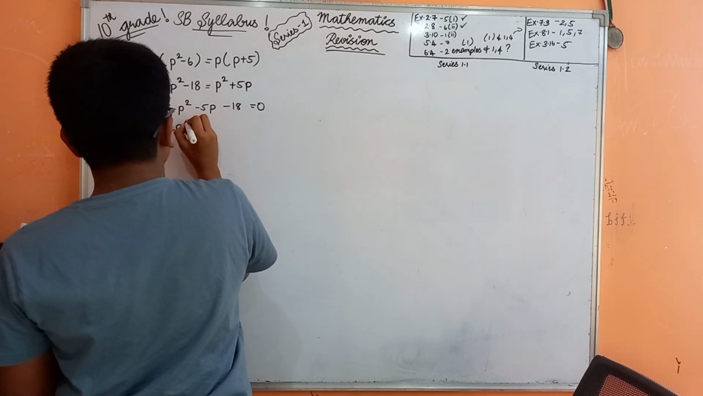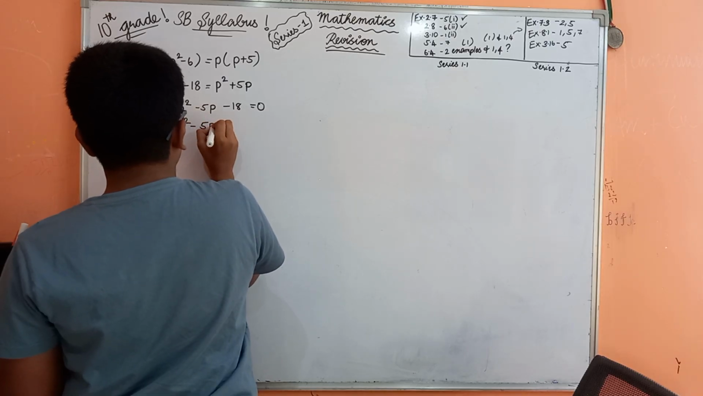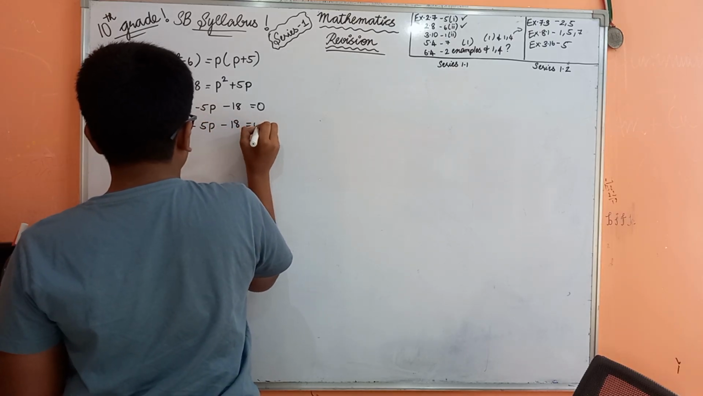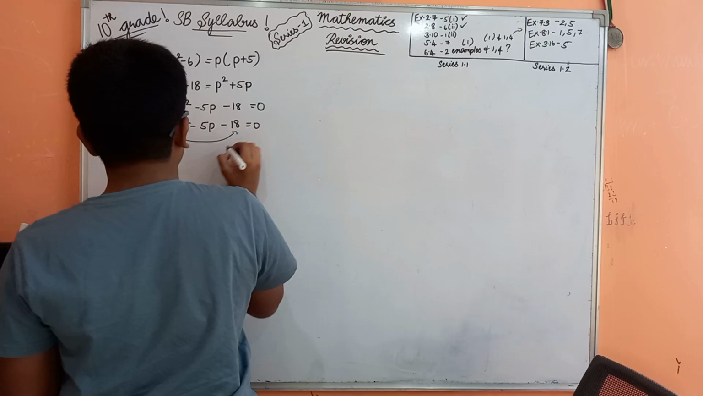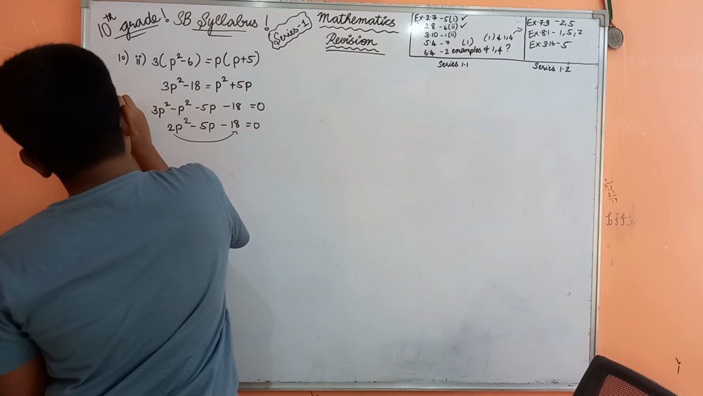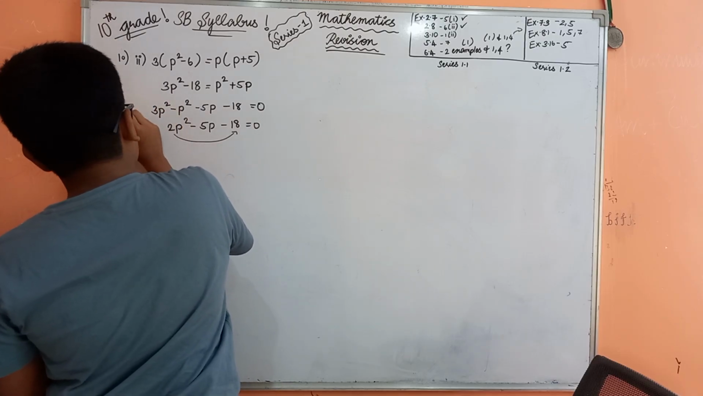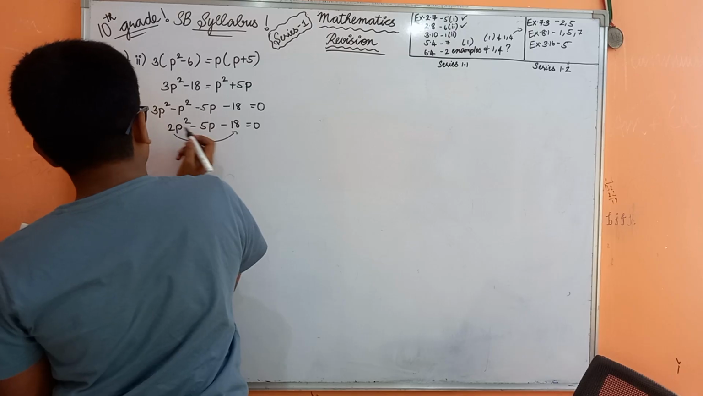2p square minus 5p minus 18. So I gotta factorize this, 2 into 18, which is 36, so minus 5. Alright.